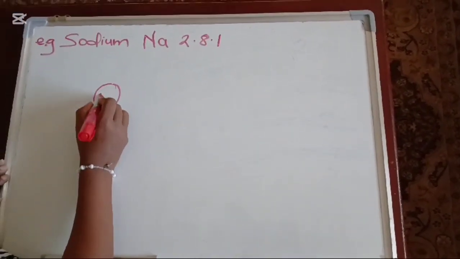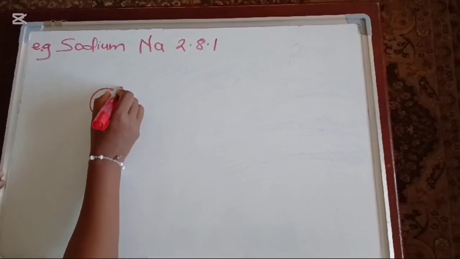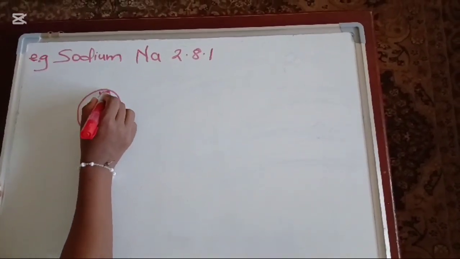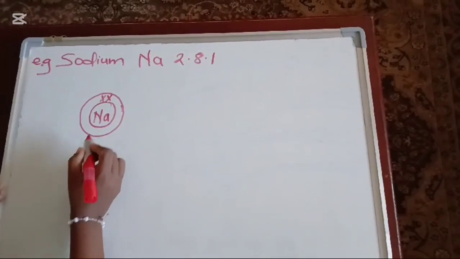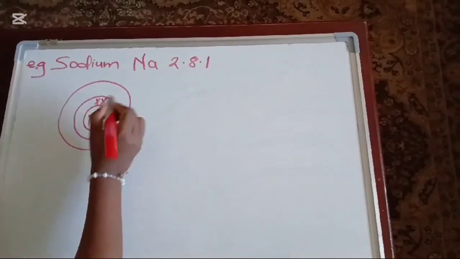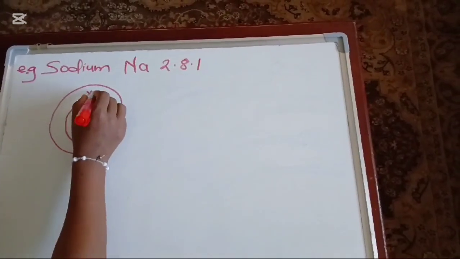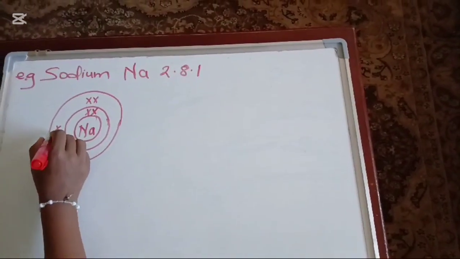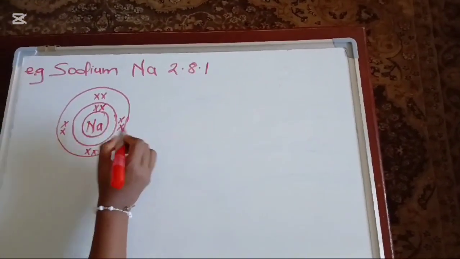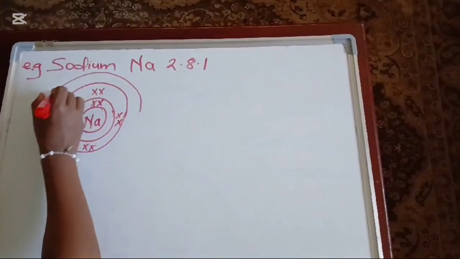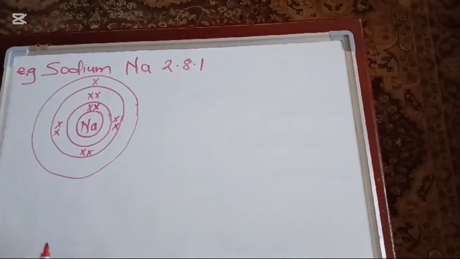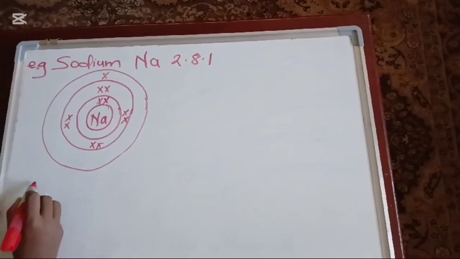We can have sodium as the nucleus. Then we use crosses like this. So the first energy level will have 2 electrons, which are represented using crosses. The next energy level will have 8: 1, 2, 3, 4, 5, 6, 7, 8. Then the outermost, or the third energy level, will only have 1 electron. That is sodium.